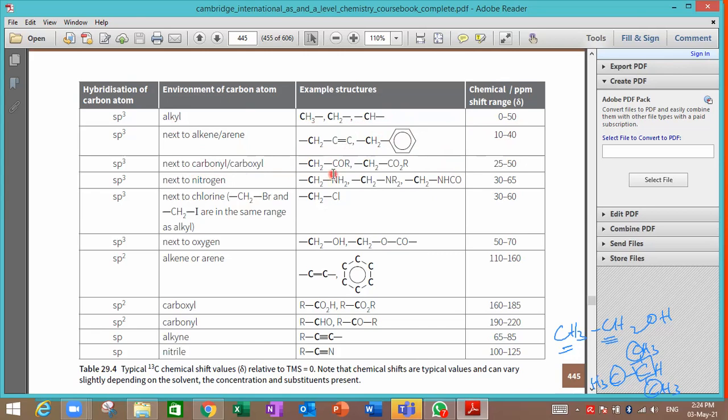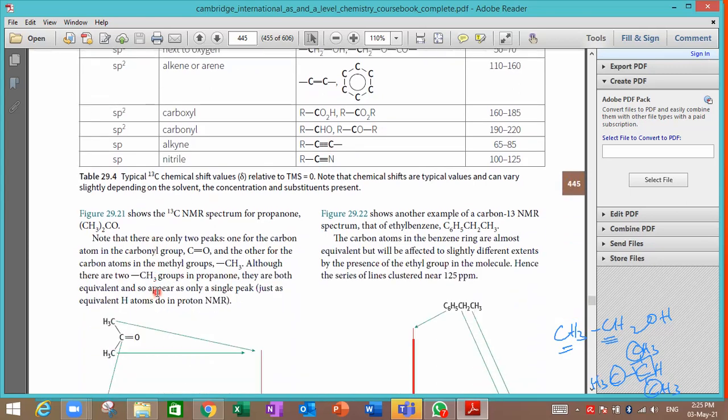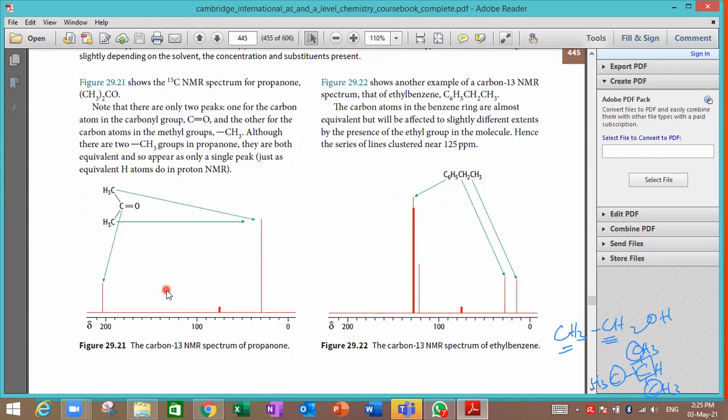If it's next to a carbonyl group or a carboxyl group, it appears between 25 and 50. If it is a benzene ring, it will appear between 110 and 160. If it is bonded to a triple bond N, it will appear between 100 and 125. So we have different environments for the carbon, and we are going to look at our carbon-13 NMR spectrum and deduce our structure.